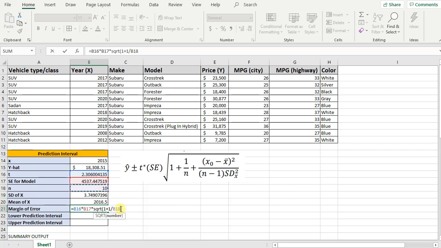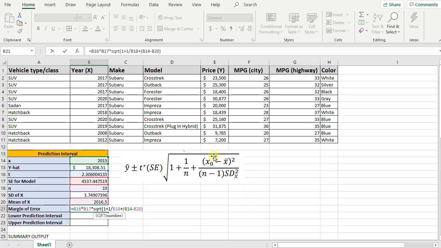So let's use that cell reference, n is here, plus, okay, I'm going to need parentheses, so there's a parenthesis, XO. XO is whatever you're predicting. So we're predicting it for 2015. Minus the sample mean, the mean of X. So notice how I'm just using cell references. I'm just clicking on them as I'm finding them in this equation, right? So don't type out these numbers. It'll lead to mistakes and rounding errors, which you don't want.